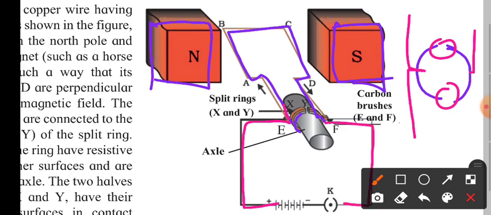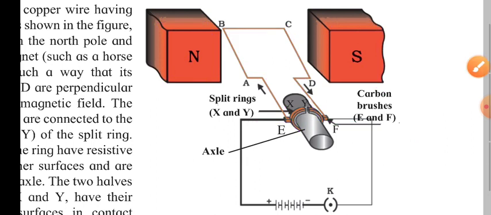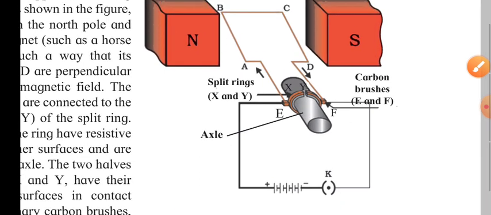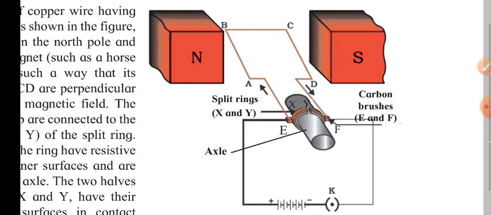Now we will go towards the working of it. This was the structure of the electric motor, and we will go towards the deeper part of it. We have an axle in between; this is called an axle. Why is it called an axle? Because when the coil starts to rotate inside, this axle plays the role of the axis for the rotation. That's why it's called an axle.